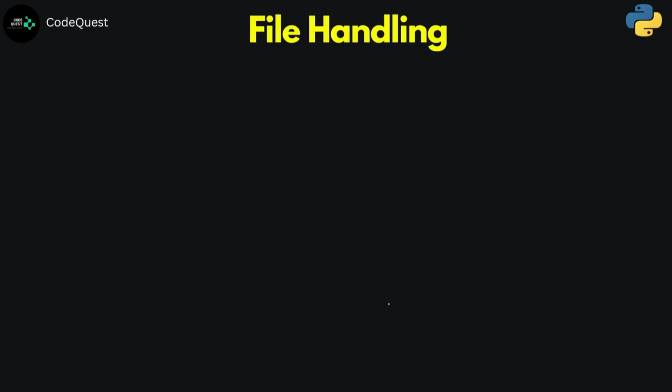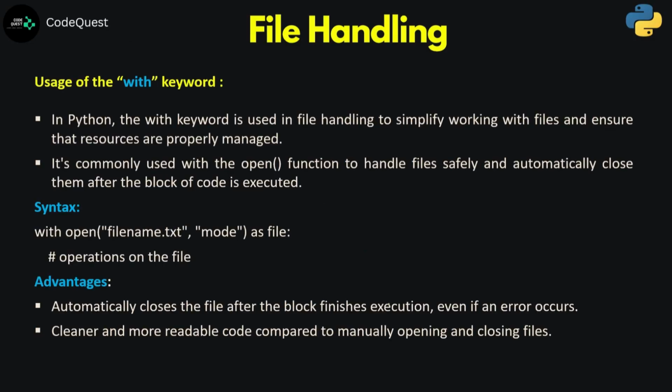The with keyword can be used in file handling so that we can simplify the working of the files. Usually, when we open a file, we do some activities, and towards the end we close that file. Now, by using this with keyword, we usually take the with along with the open.